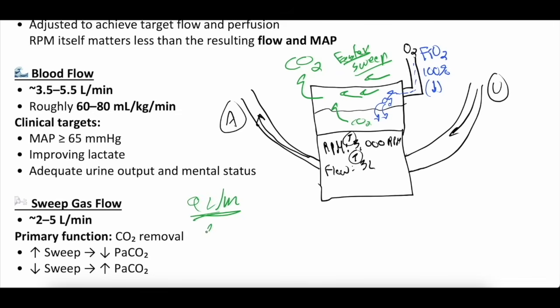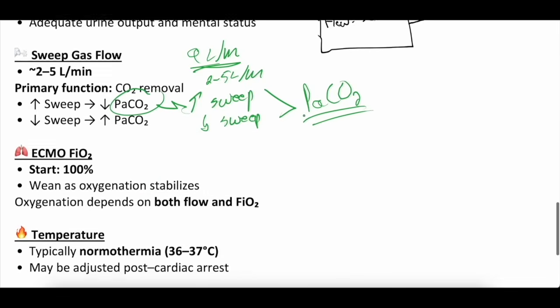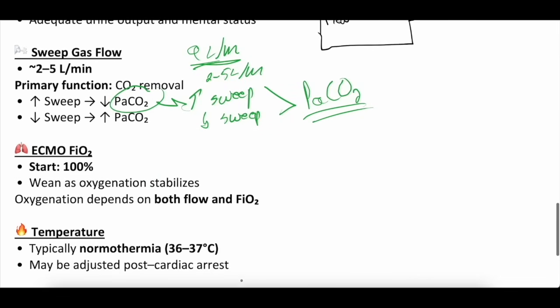Usually you settle somewhere more like 2 to 5 liters per minute, and then you titrate it based on the PaCO2. If the PaCO2 is too high, you're going to increase your sweep. If the PaCO2 is too low, you're going to decrease your sweep. So the sweep rate is what controls how much CO2 removal you are doing, and that's literally how fast the gas is sweeping past the blood to then remove the CO2 from that blood. And then we already talked about the FiO2, and as we mentioned, you're pulling blood out of the body, so you need to heat the circuit to make sure that you're not causing any hypothermia.